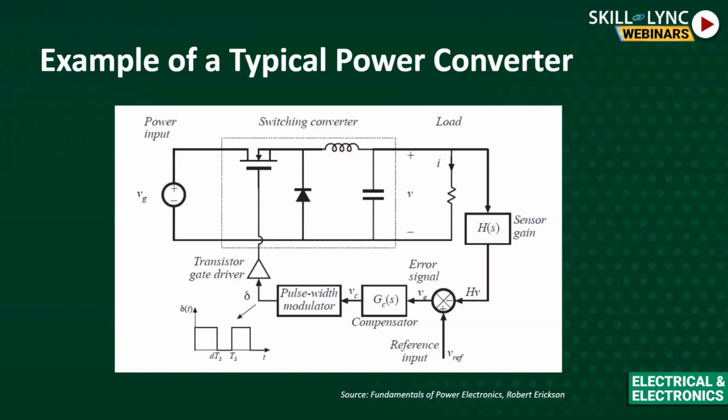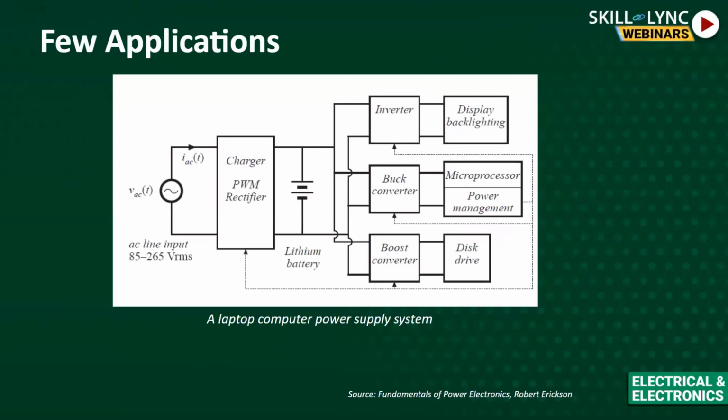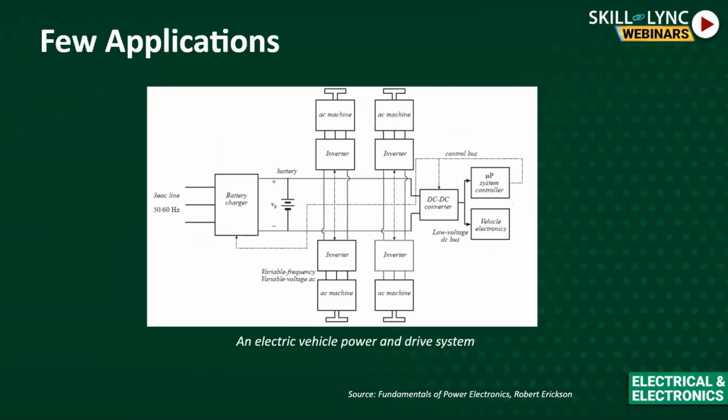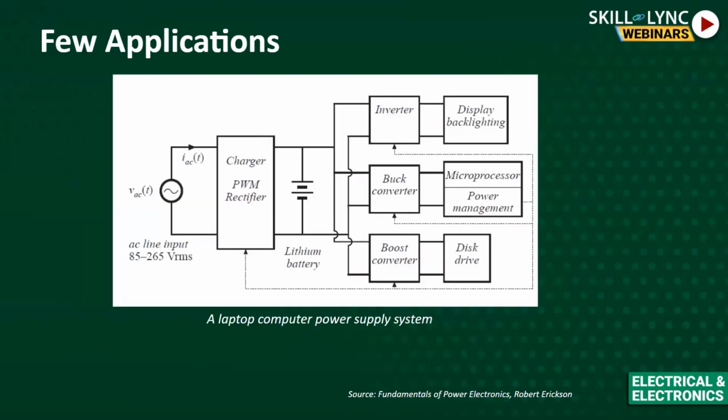So move to the next slide. And these are a few typical examples of a laptop computer power supply. Yeah, this is a laptop computer power supply. So here, the AC line input is what we have in the AC, usually 230 volt AC. So 230 volt AC, and then we put here a PWM rectifier.